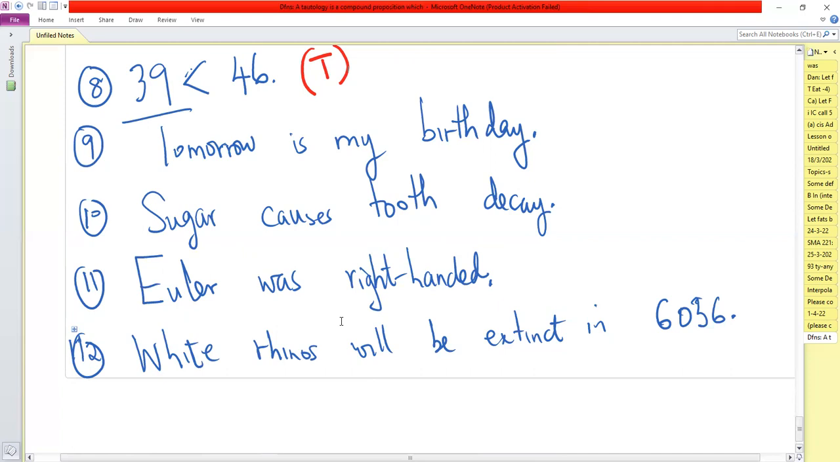And when we say white rhinos will be extinct in the year 6036, that's still a statement, because being extinct simply means that no white rhino will be existing at that time. So it will either be true or false, but it can't have two answers. Either the rhinos will not be there or they will be there. That's why we classify that one as a statement.